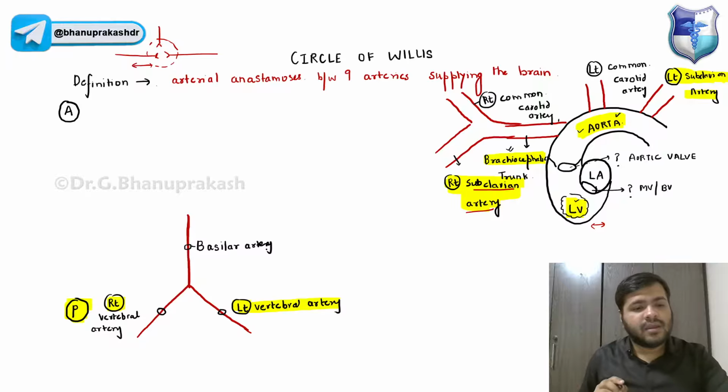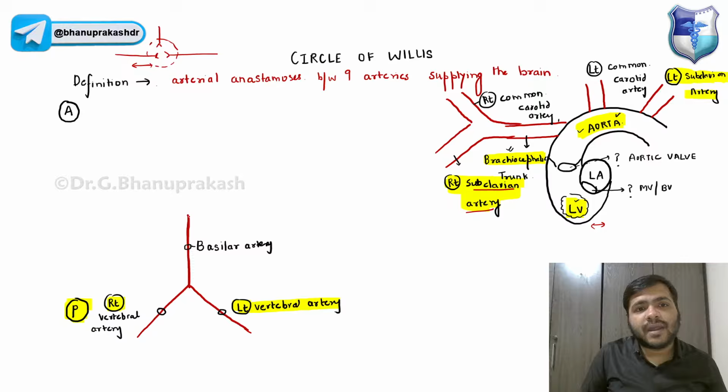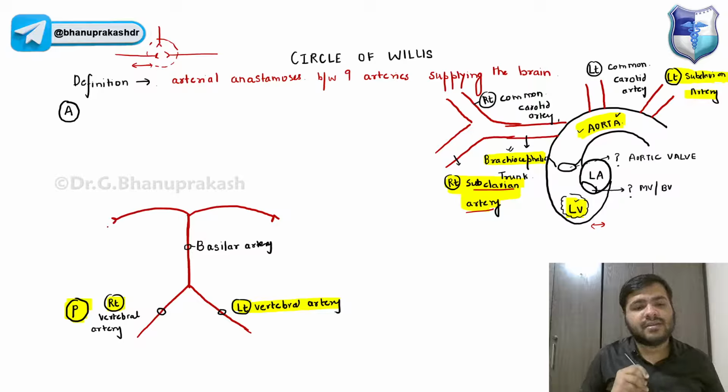Basilar artery. You already know this basilar artery is formed by the right and the left vertebral artery. And this basilar artery will be giving off the terminal branches. Please try to remember the terminal branches of the basilar artery. This is nothing but the posterior cerebral artery.